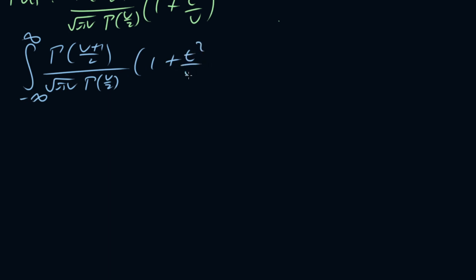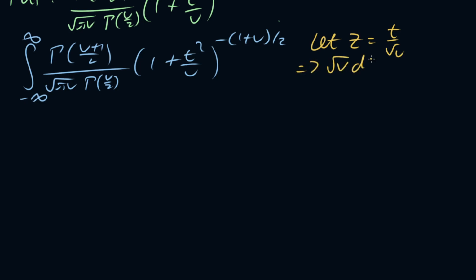And the first thing we can do is bring this part here outside of the integral, because this is just a constant. And we can also do a substitution, t over root v. So let's do both of those in the same step. Let z equal t over root v. So this implies that root v dz is equal to dt.